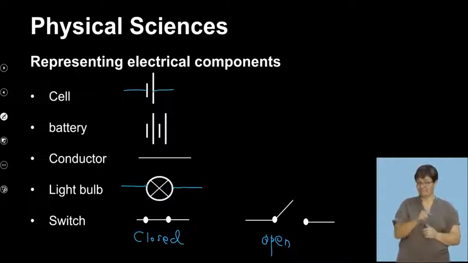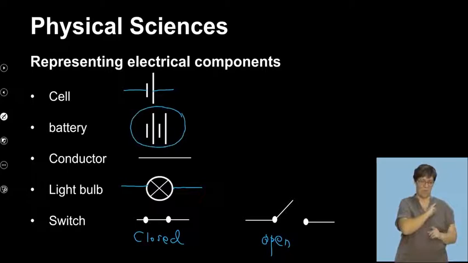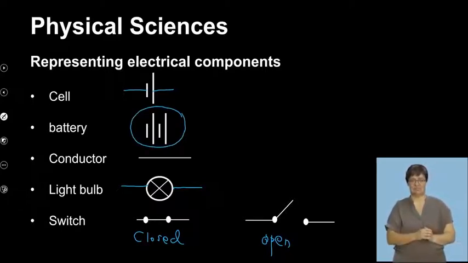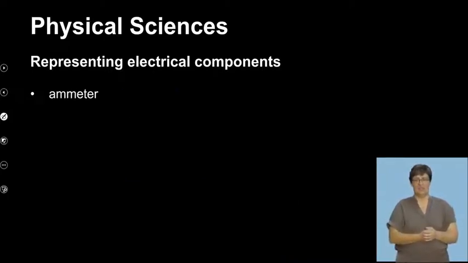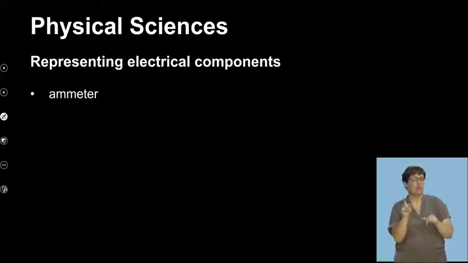So in the simulation that we just showed, we have a battery instead of a cell because we had a combination of two cells connected in series. We'll talk about that more as we go along. The new component that we have introduced is the ammeter, which is used to measure current.